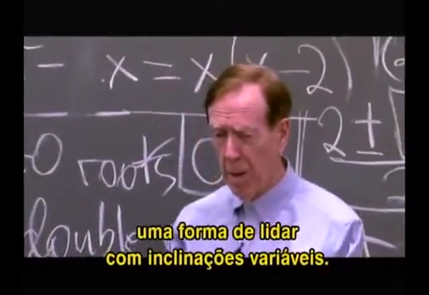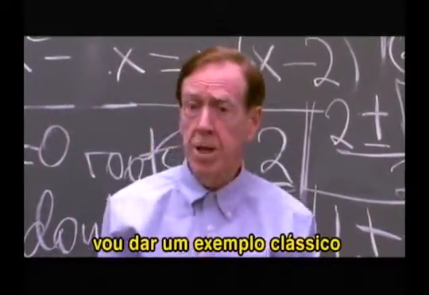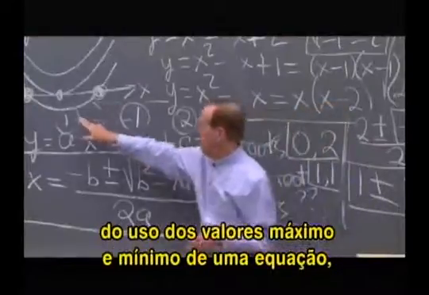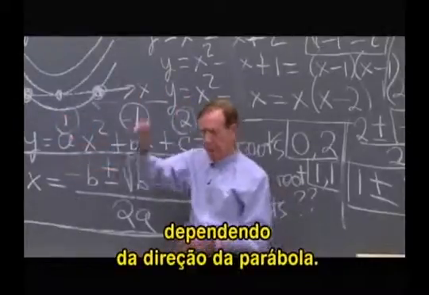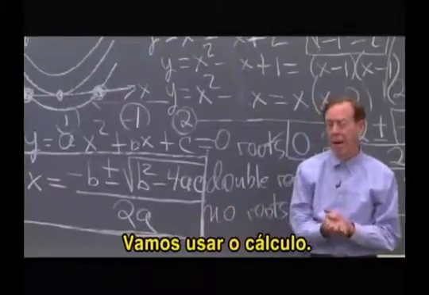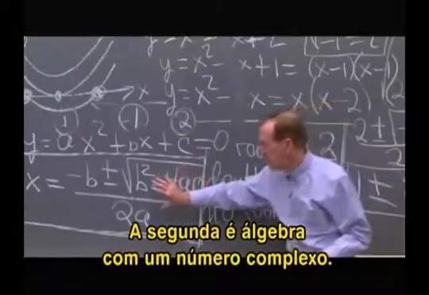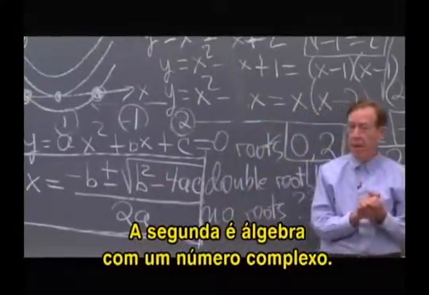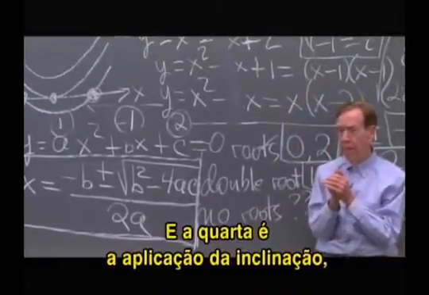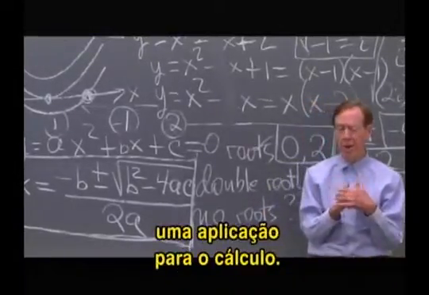So we all know that Newton and Leibniz figured out a way to deal with that possibility of changing slope. And then in the fourth part, I'll do a classical example of where you're looking for the maximum. Here's the minimum. If it was going the other way, it would be the maximum, the place where the slope is 0. So you get to use calculus. So one is pure algebra. The second is algebra with a complex number coming in. The third is a touch of calculus, the slope. And the fourth is an application of slope, an application of calculus.